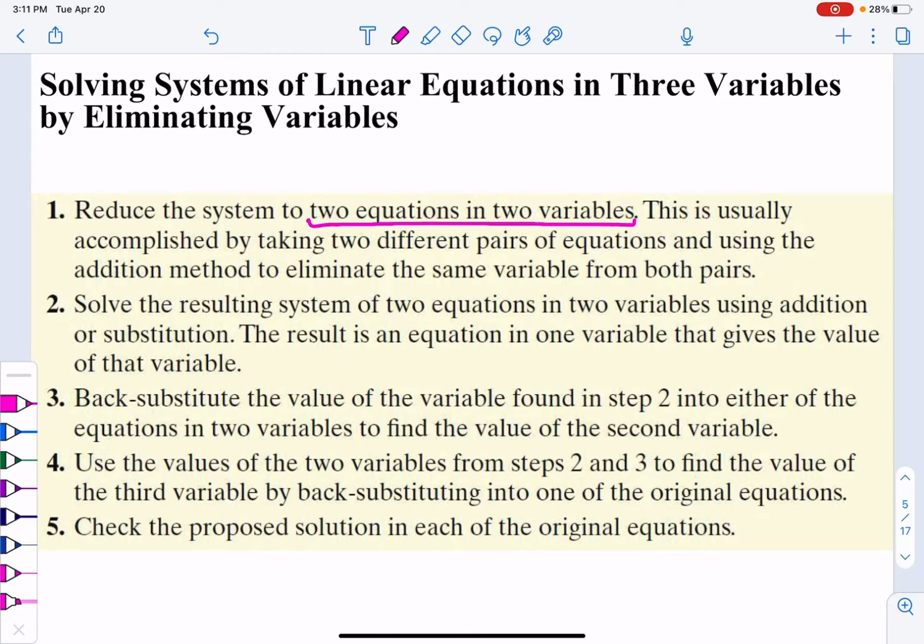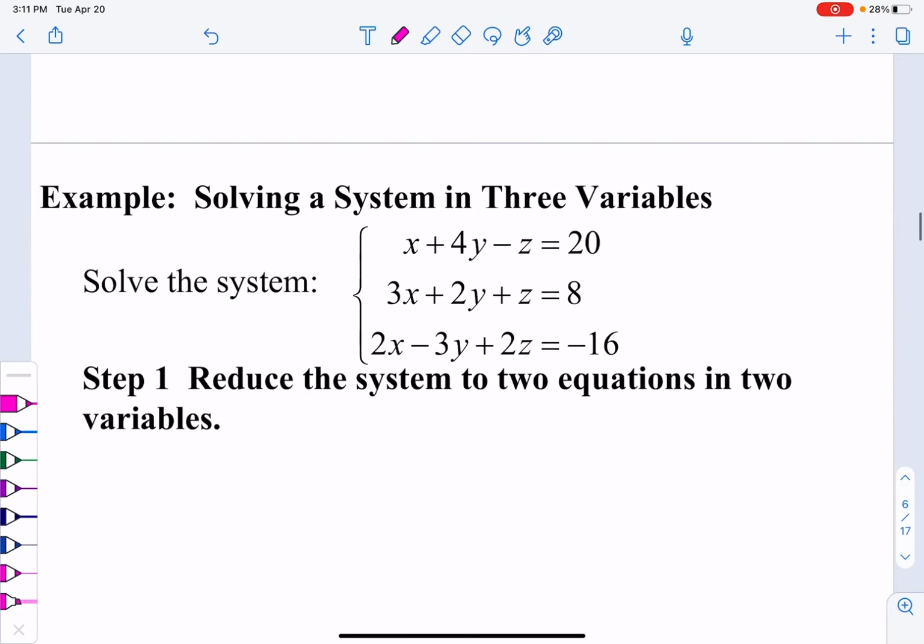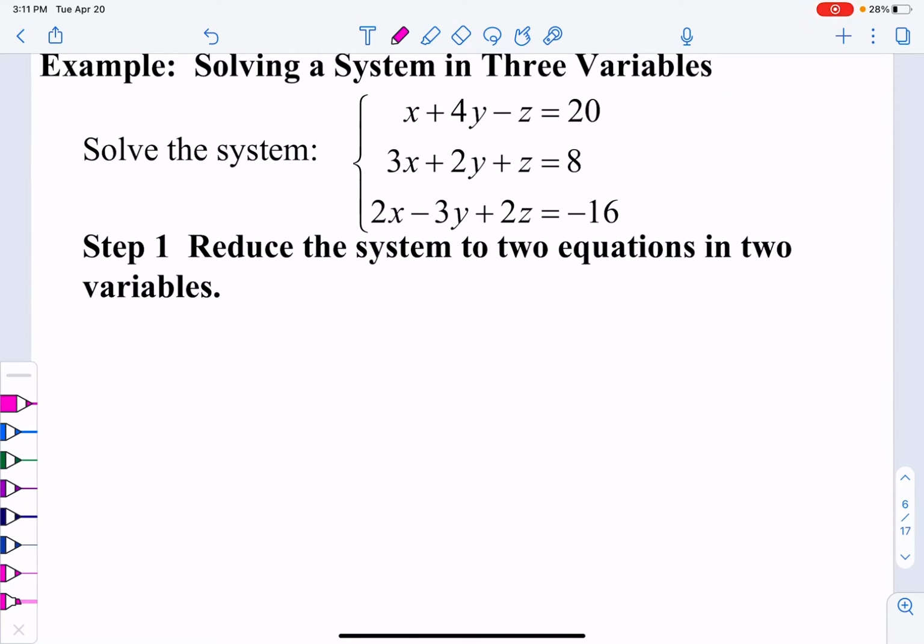And then, as always, check the proposed solution in each of the original equations. You want to make sure all that work you do, you get the right answer. So let's try one. We have our 3 equations. x plus 4y minus z is equal to 20. 3x plus 2y plus z is equal to 8, and 2x minus 3y plus 2z is equal to -16.